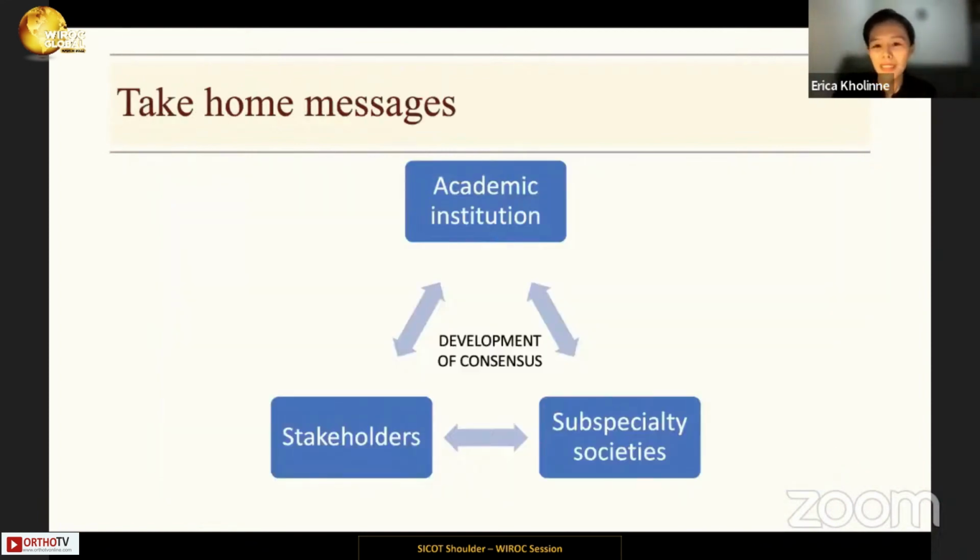The take-home message is we should involve academic institutions and subspecialty societies as the logical groups and bring the relevant stakeholders together to develop such a consensus for discussion, ratification, and validation of this topic.